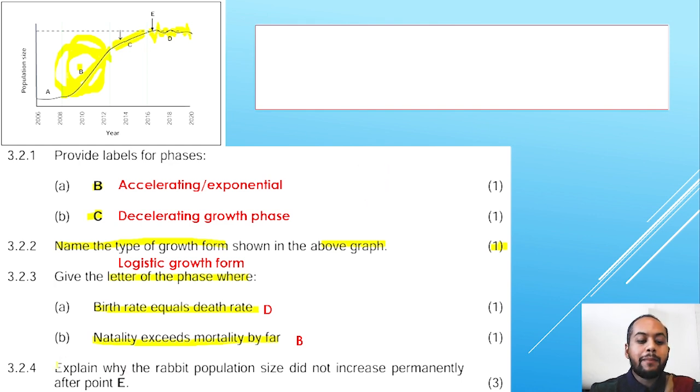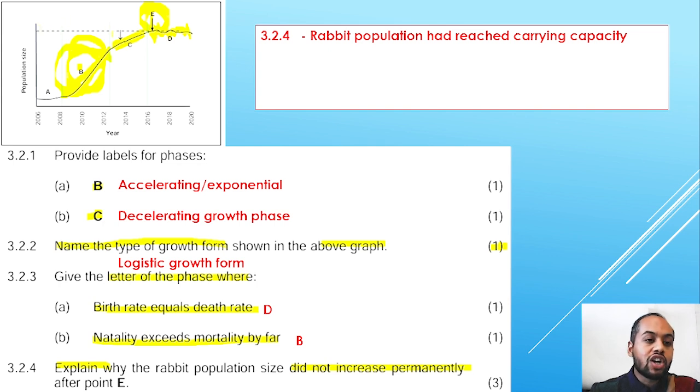Explain why the rabbit population size did not increase permanently after point E. So after point E is referring to something. This line that is pointing to this dotted line, it's showing you something. What is it actually speaking about? This dotted line that you have here is going to be referring to your carrying capacity. Carrying capacity refers to the maximum number of individuals that an environment can comfortably support.